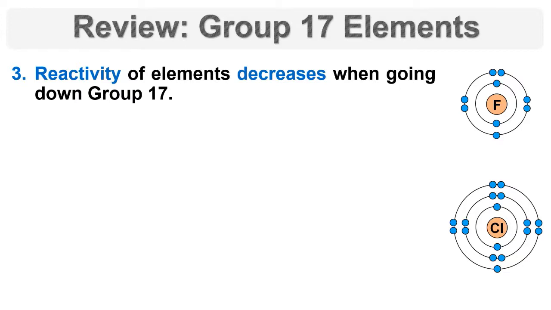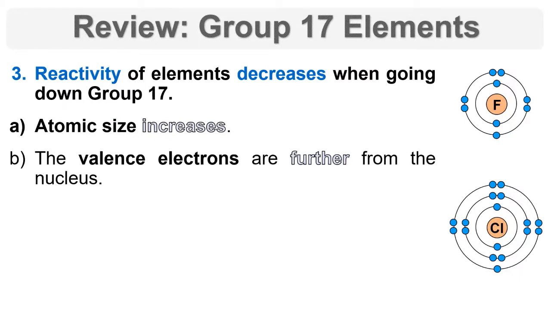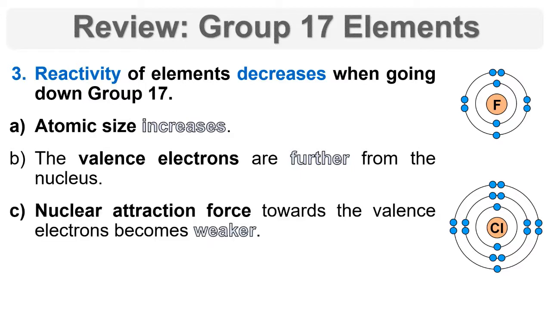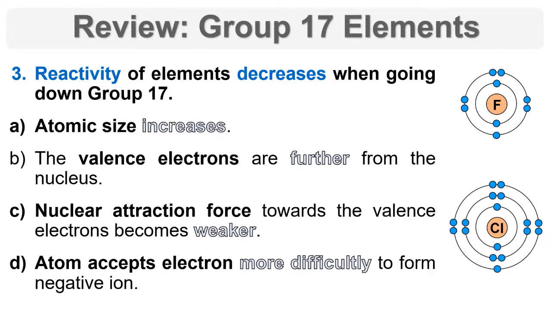Reactivity of elements decreases when going down Group 17. When going down Group 17, atomic size increases. Valence electrons are further from the nucleus. Nuclear attraction force towards valence electrons becomes weaker. The atom accepts an electron with more difficulty to form a negative ion.